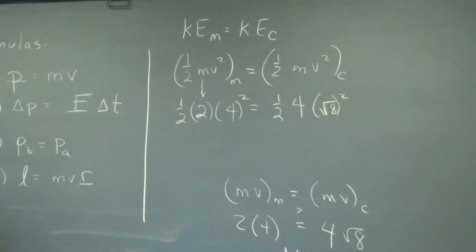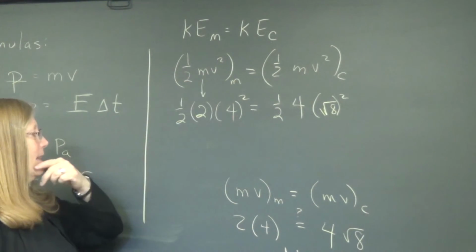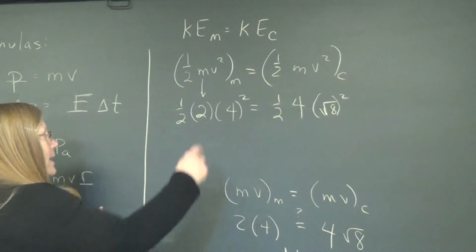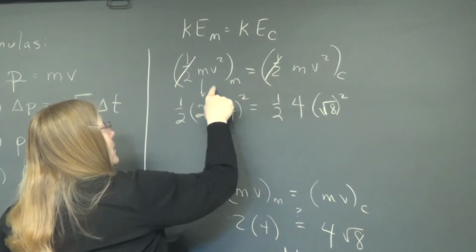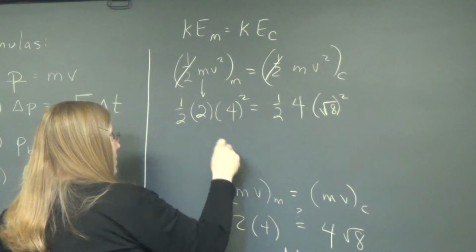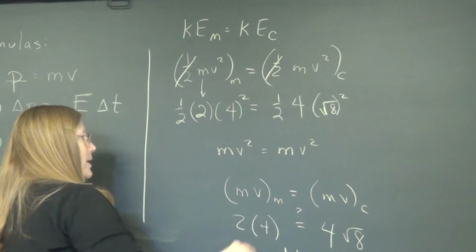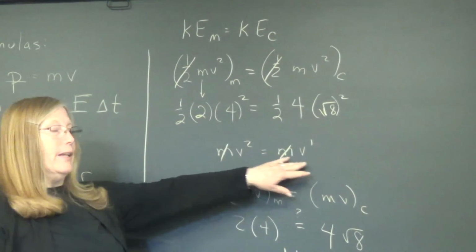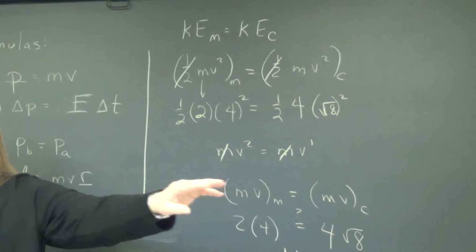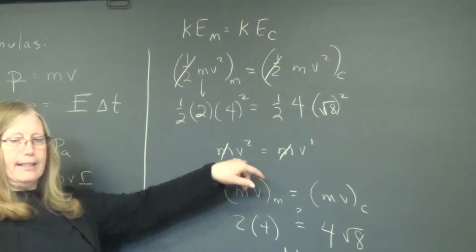And theory-wise, the only numbers where eventually this number has to equal this number. I can cross the 1/2 out because they're on both sides, but this number has to equal this number. What number for velocity, I can cross these out. What number could I put in for v, that when I square it, I get v? What number could I put in there for velocity?